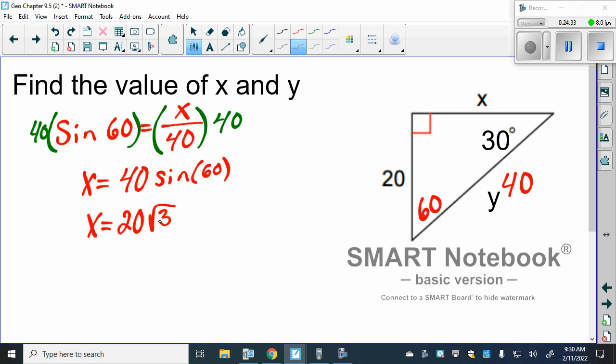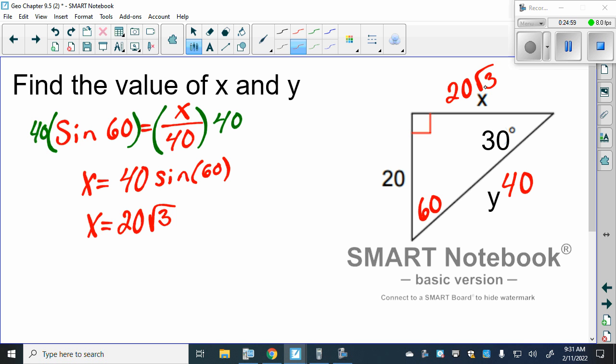Wait a minute, this is a 30, 60, 90 right triangle. Yep. But we have also really identified now with sine and cosine, proven that that still holds true.